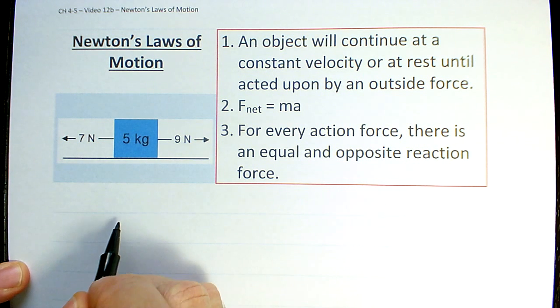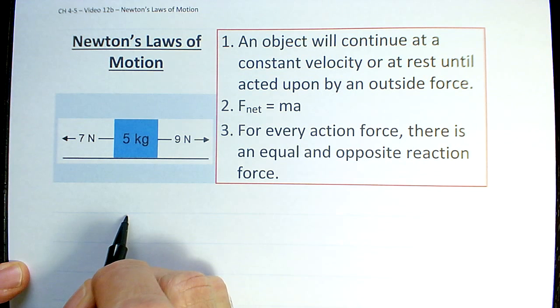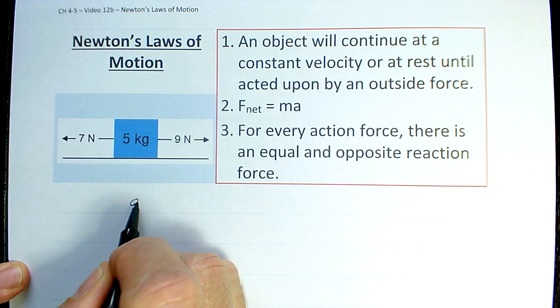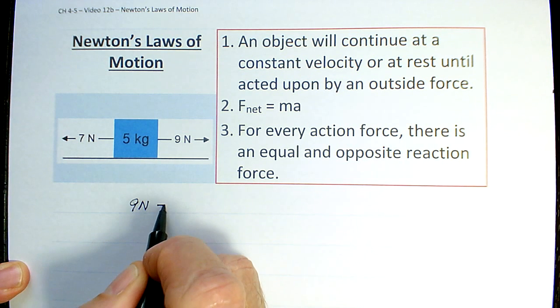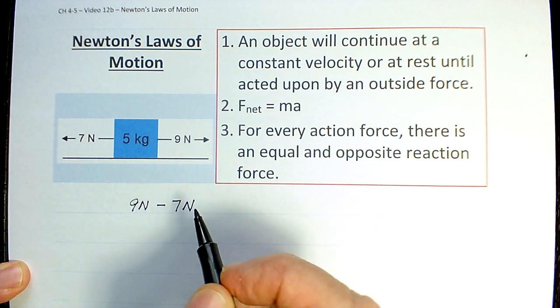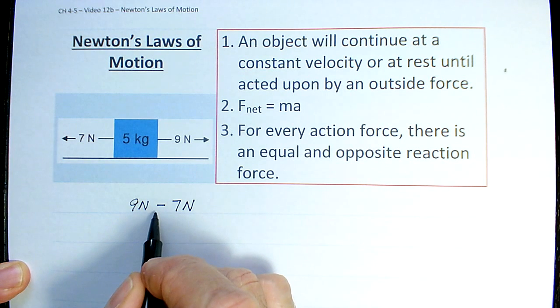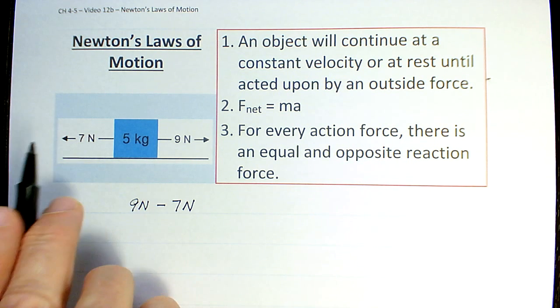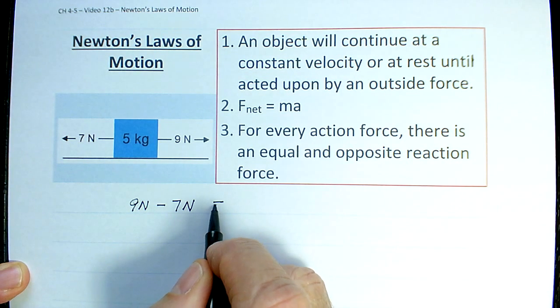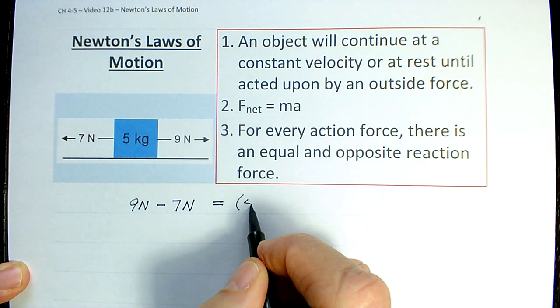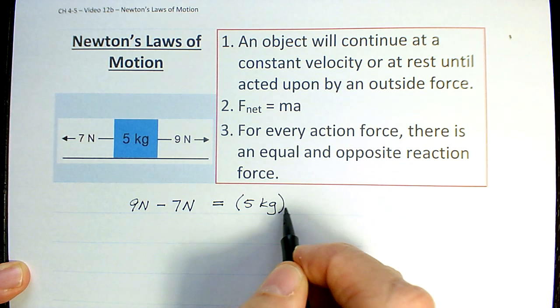And so the net force in this case is 9 newtons minus 7 newtons. So the negative sign is taking the direction of this vector into account. Equals 5 kilograms, and I'm being very careful with my units.